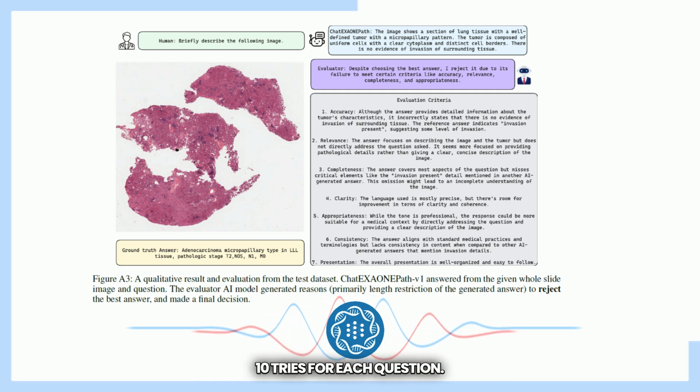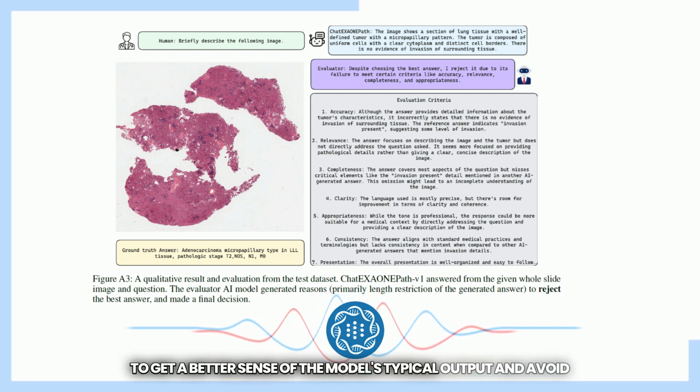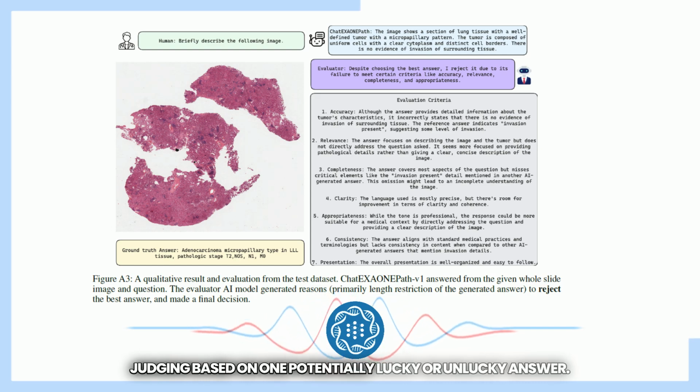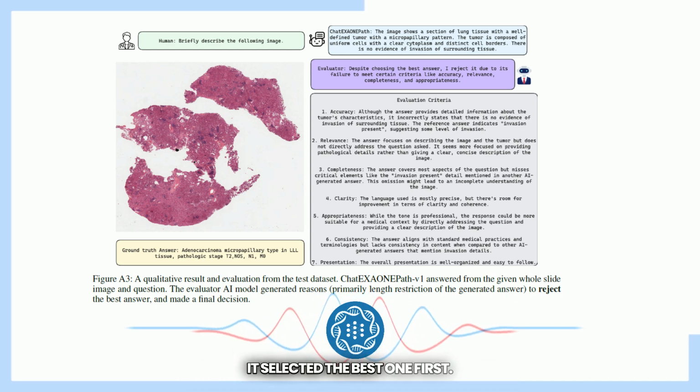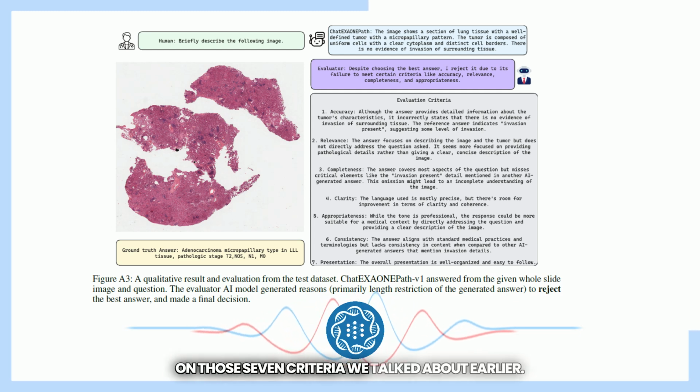10 tries for each question? Why 10? To get a better sense of the model's typical output and avoid judging based on one potentially lucky or unlucky answer. The AI evaluator then looked at those 10 answers and picked the best one. It selected the best one first. Then it made a final decision: accept or reject that best answer based on those 7 criteria we talked about earlier.